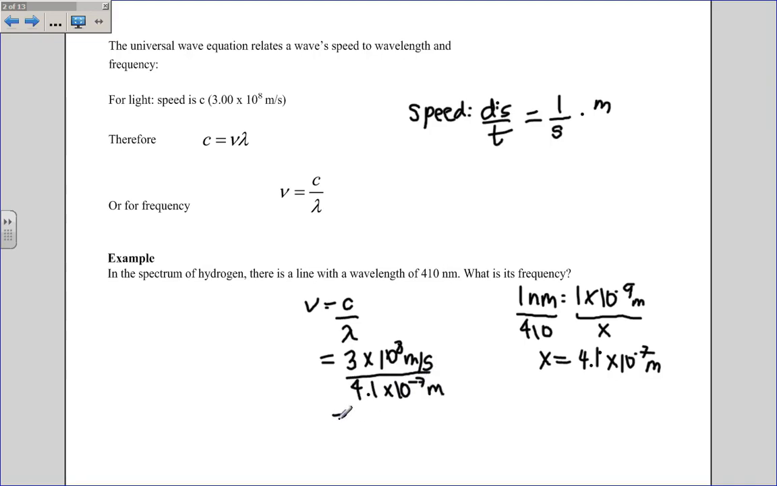And I can solve for the frequency. So the frequency here is 7.32 times 10 to the 14. And the units are 1 over seconds, or we can also write hertz.